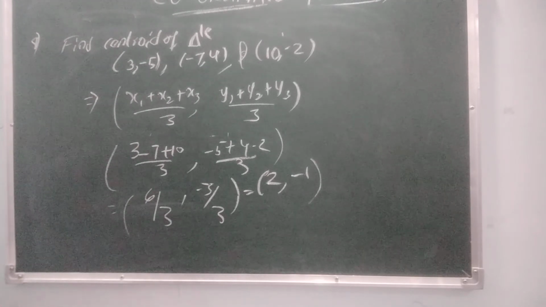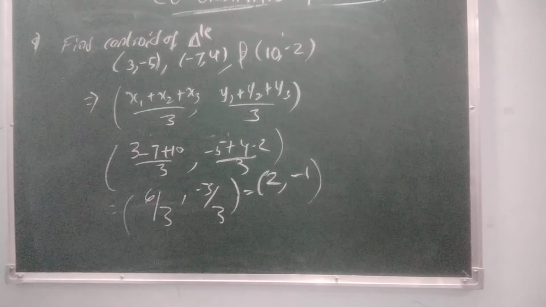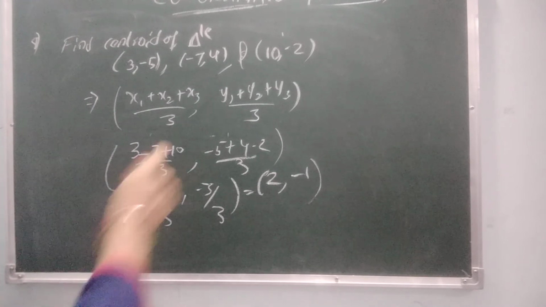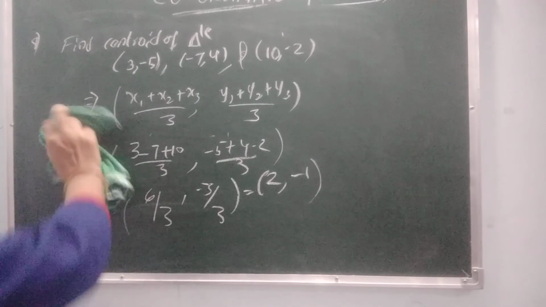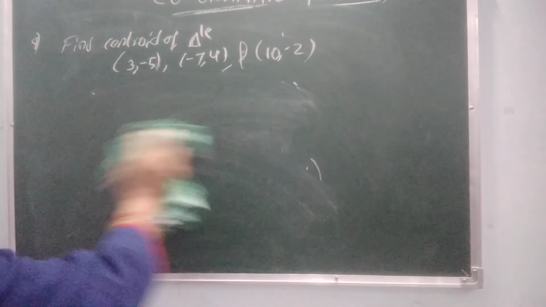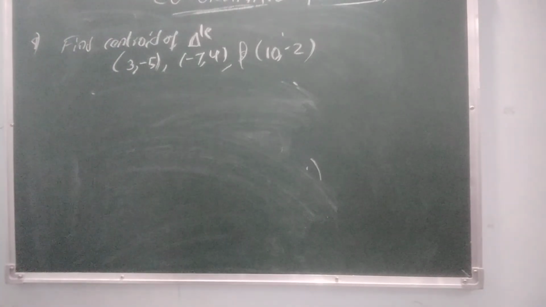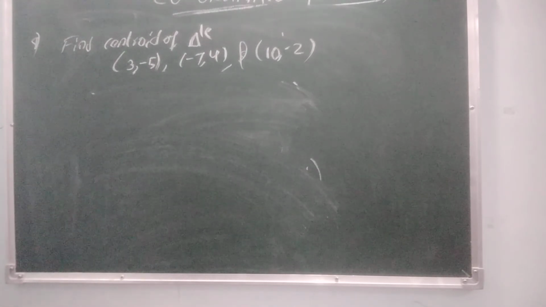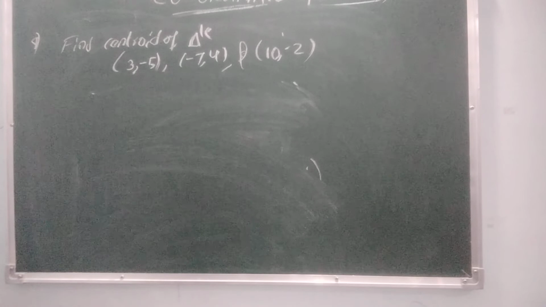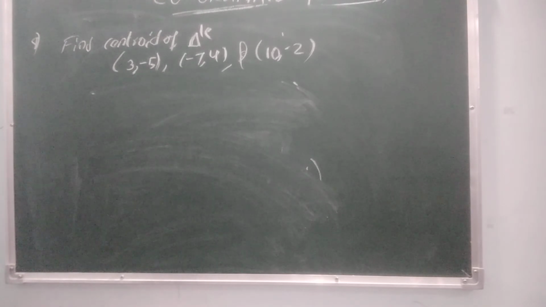If given 2 points and asked for any ratio, then at that time also you have to use the section formula only. m1 x2 plus m2 x1 by m1 plus m2, like this. This formula we have to use to find out the ratio also. Okay.